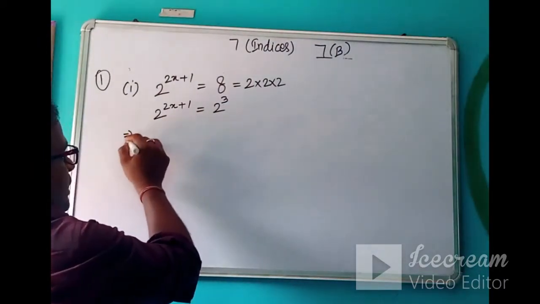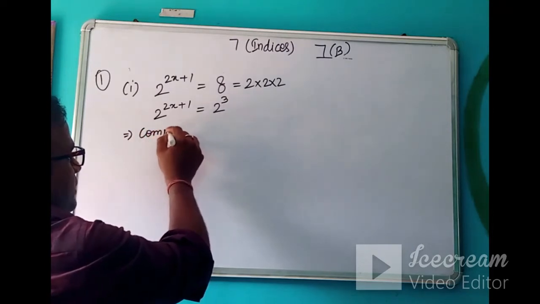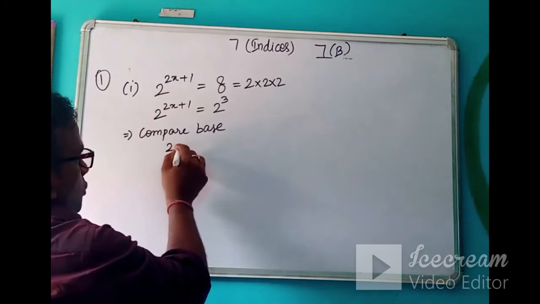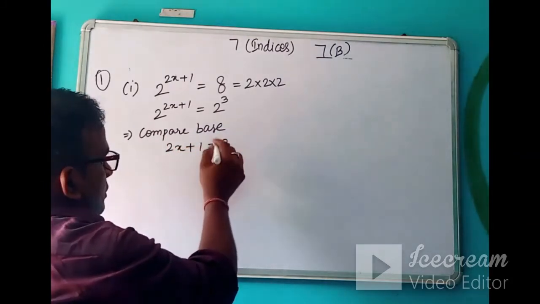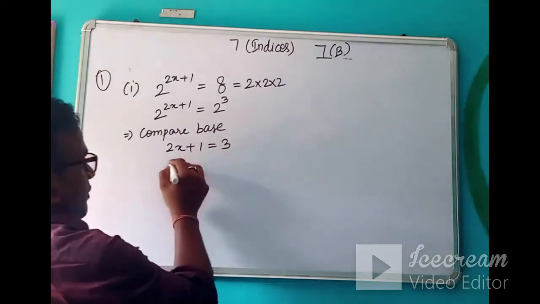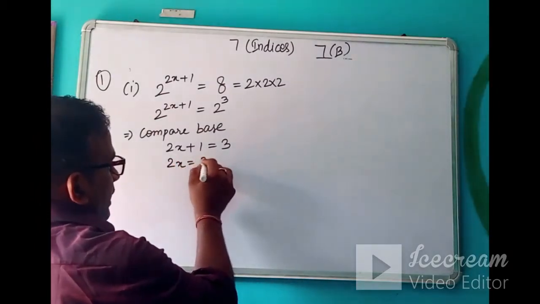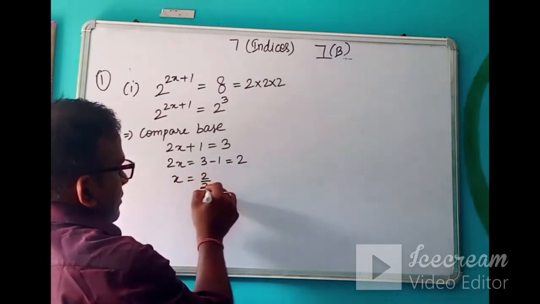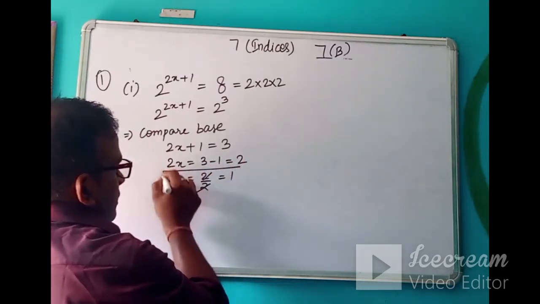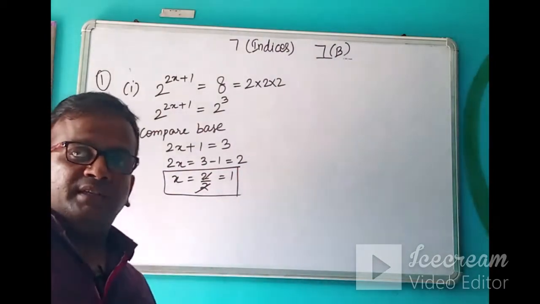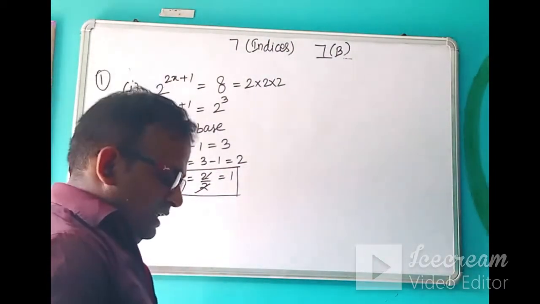Now we will compare the bases. When you compare, you will get 2x plus 1 is equal to 3. So it becomes a simple linear equation. Now this one will go there and it will be 2, so what is our x? x is 1. Okay, easy. Not very tough. The only thing you have to keep in mind is that the bases should be the same on both the sides.